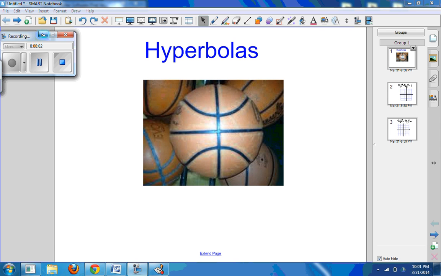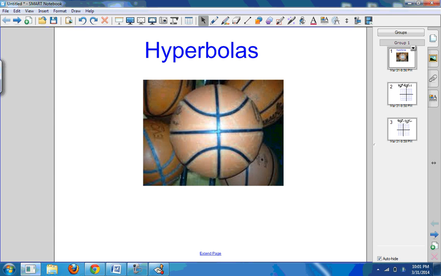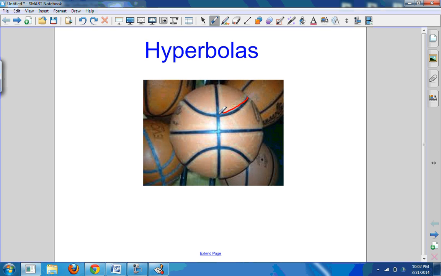Alright, in this video we're going to take a look at our last conic section, hyperbolas. So I have a picture of a basketball here, and it actually has a hyperbola on it. What a hyperbola is, it's two parabolas that are going away from each other. So if this is going forever that way, that would be a hyperbola.